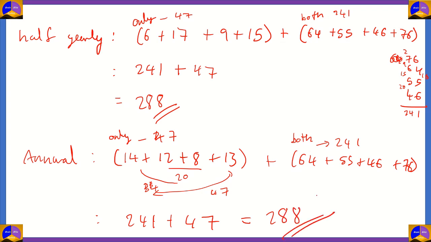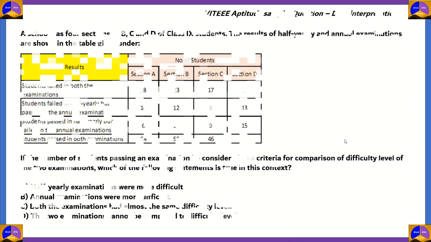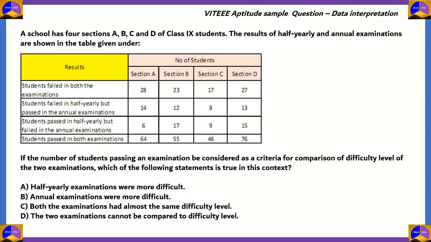288. So as you can see, the number of students who passed the half-yearly examinations is equal to the number of students who passed the annual examinations. Both of their numbers are 288. So therefore, since the number of students passing the half-yearly exams is equal to the number of students passing the annual exams, we can conclude that both the examinations had almost the same difficulty level.